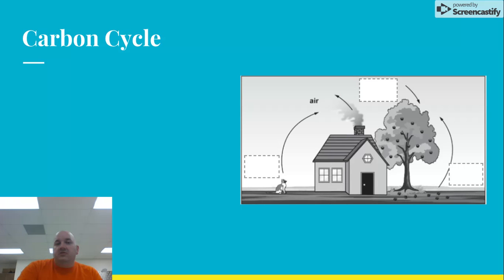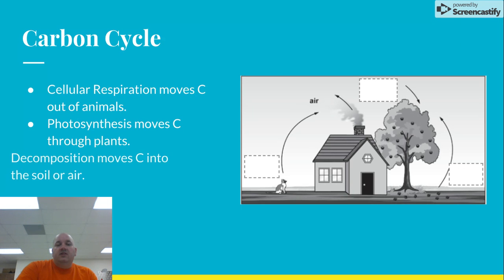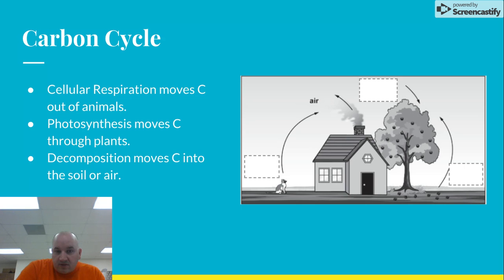Carbon cycle. We have to remember a couple aspects of it. When you're looking at that picture, you see that cat or dog right there. I can't quite tell what it is. It's some sort of organism that is going through cellular respiration, moving carbon out of its body into the air. At the top of the screen you have the apple tree, going through photosynthesis. It's pulling carbon out of the air. On the bottom of the screen, you have those rotting apples. They're going through decomposition, putting carbon back into the soil or even back into the air.